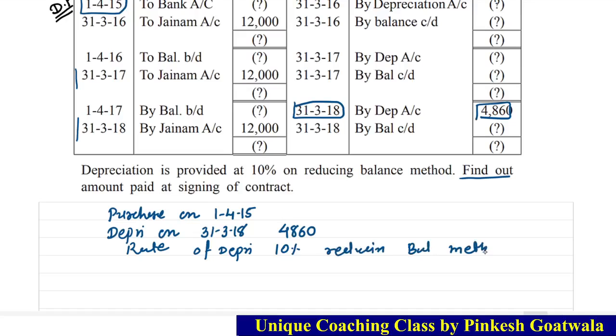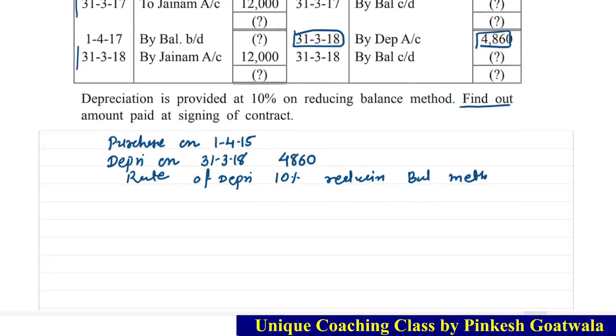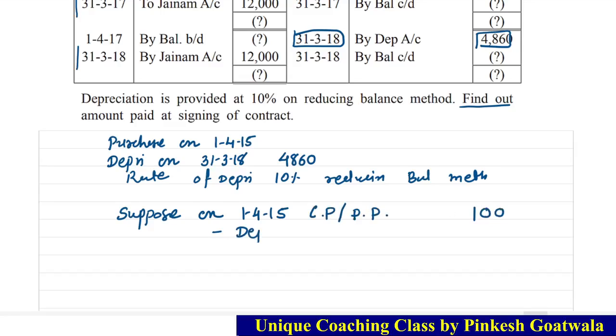So we know how to find out the cash price. We have already solved this type of point. What we have to do is suppose that on 1st April 15 our cash price, or you can say purchase price, will be 100. Let's calculate depreciation on it. First depreciation is calculated on which date? It will be calculated on 31st March 16. Rate of depreciation is 10, so balance will be 90.